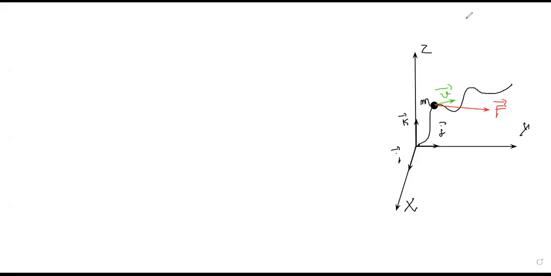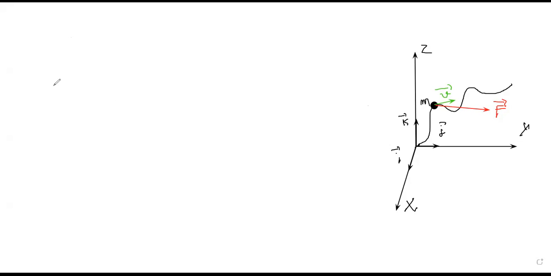So in this video, I will give you a short introduction to the Schrödinger equation in quantum mechanics. First of all, imagine that we have a particle of mass m, for example, an electron, which is moving in free space with a velocity v and is subject to some specific force F.